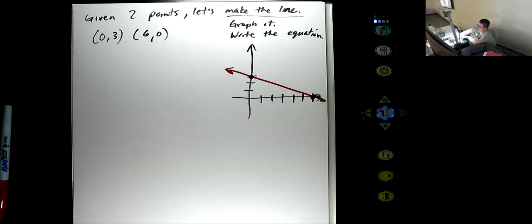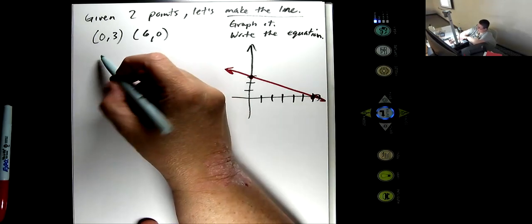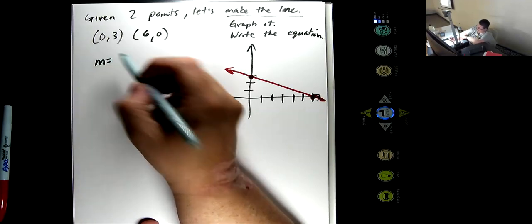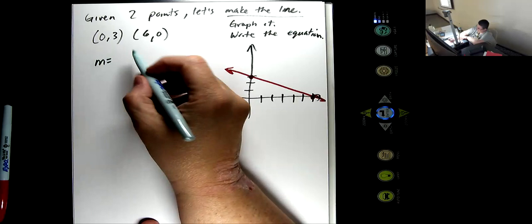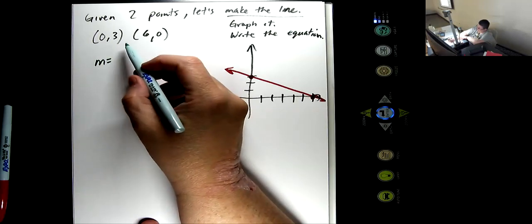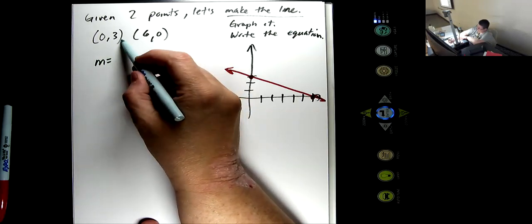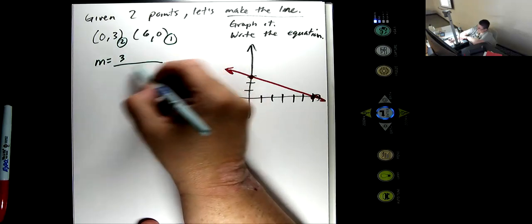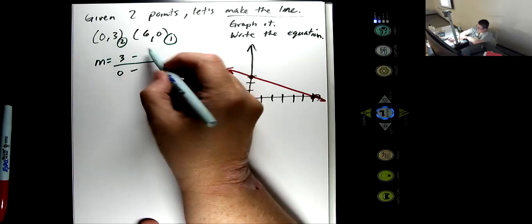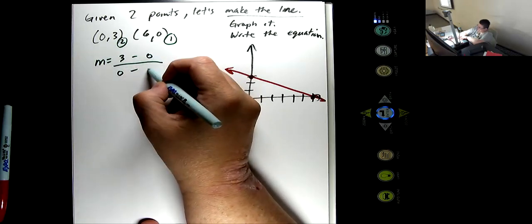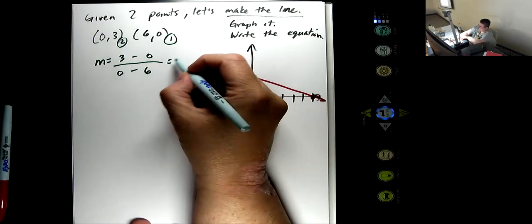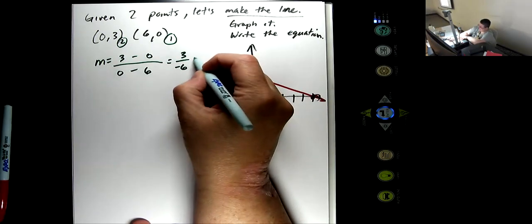So to make the line, it's helpful to find the slope. The slope is handy. So I can do either point as 2. I'll call this one number 2 and this one number 1. So I have 3 minus 0 over 0 minus 6. I get 3 over -6, which is -1/2.